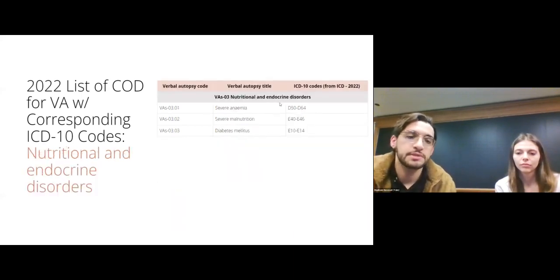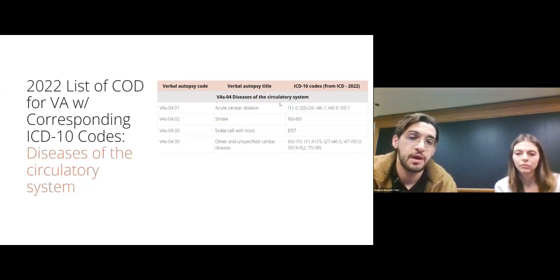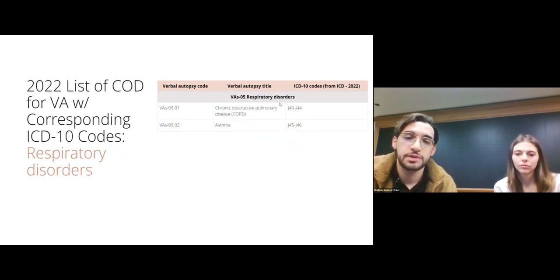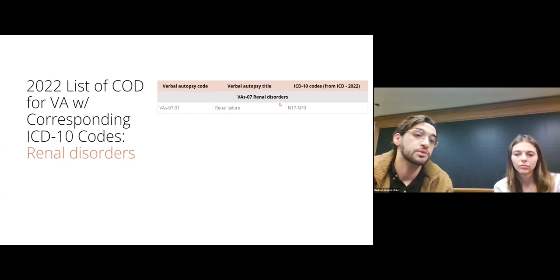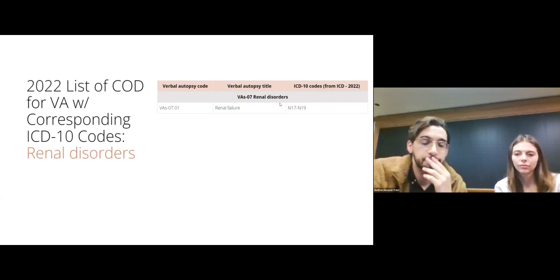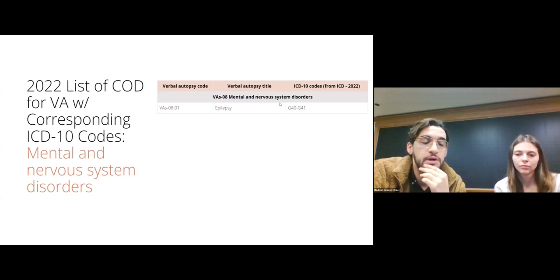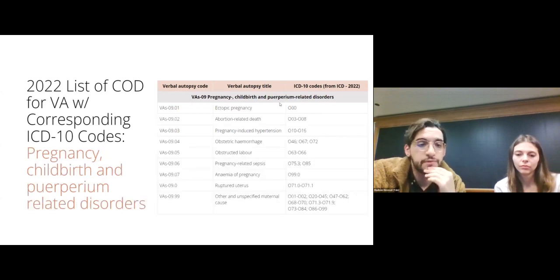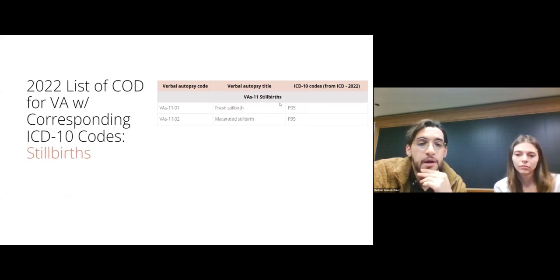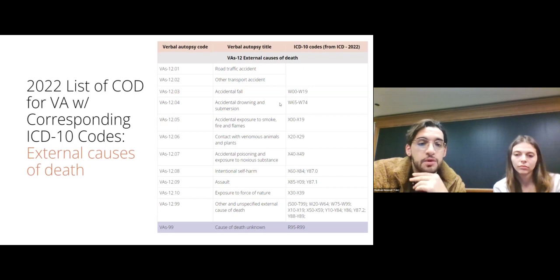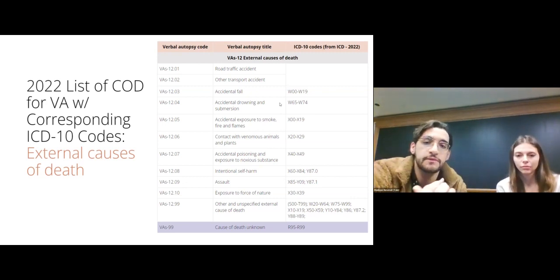And you have things such as neoplasms, nutritional and endocrine disorders. And you can see there are some categories that only have 1, 2, or 3 causes of death. Diseases of the circulatory system: cardiac disease, stroke, sickle cell. Respiratory disorders: COPD and asthma. GI disorders: acute abdomen and liver cirrhosis. Renal disorders: only one, just renal failure overall. Epilepsy, only one in mental and nervous system disorders, and a whole host for pregnancy, child related disorders, as well as neonatal causes of death, stillbirths, and finally external causes of death. And again, in purple here is cause of death unknown, which just doesn't fit into any of these categories.